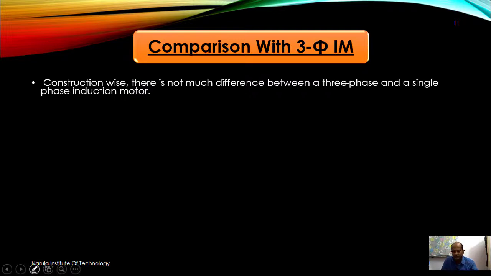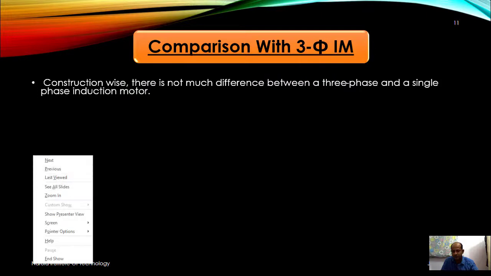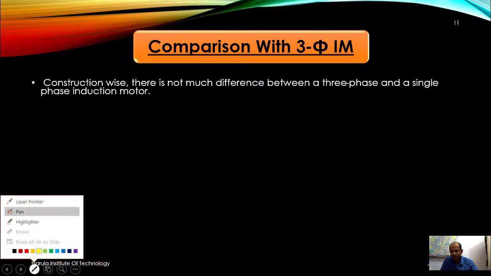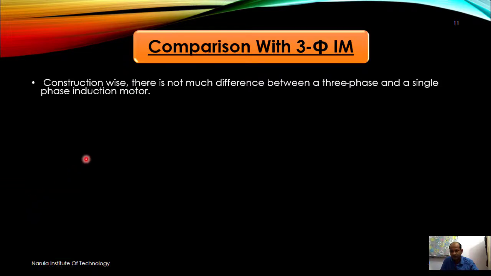So let me switch into pen option, or let me switch into laser pointer. So construction wise there is no such difference with respect to three-phase induction motor, except some difference in the stator part, right?